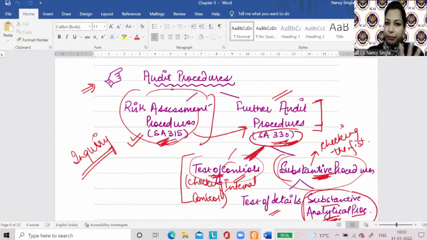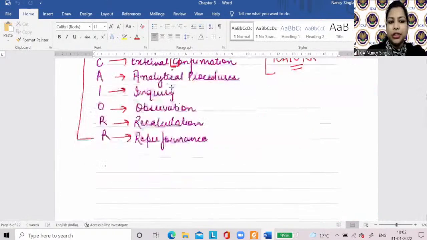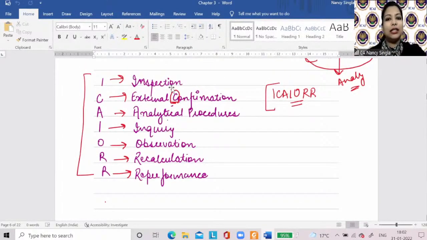But this is a brief foundation as to what exactly an auditor does when performing risk assessment procedures, test of controls or substantive procedures, whereby I have told you that the procedures are the same, but the nomenclature will change according to the purpose for which the audit procedure has been used, right? The various audit procedures that we discussed in much detail in our last sessions are: inspection, external confirmation, analytical procedures, inquiry, observation, recalculation, and reperformance. We have discussed each of them in detail.